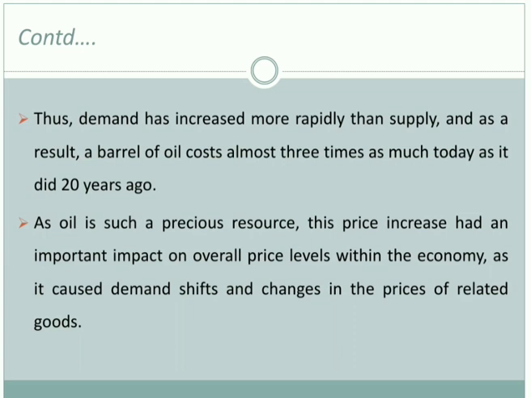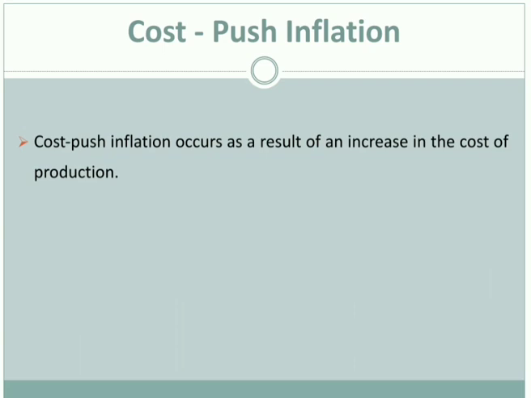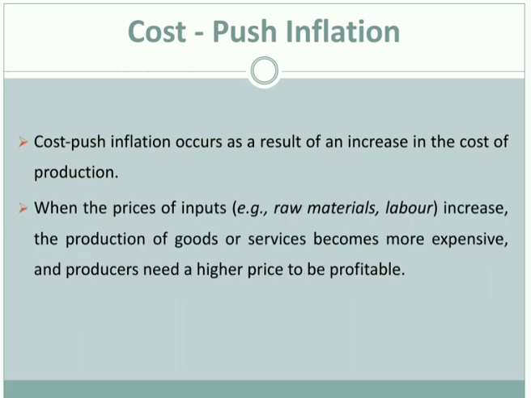So this is your first type of inflation, where the price level increases purely because of the increase in demand with a constant supply. Next comes cost push inflation. Cost push inflation occurs as a result of an increase in the cost of production. When the prices of inputs such as raw materials and labor increase, the production of goods or services becomes more expensive and the producer needs a higher price to be profitable.